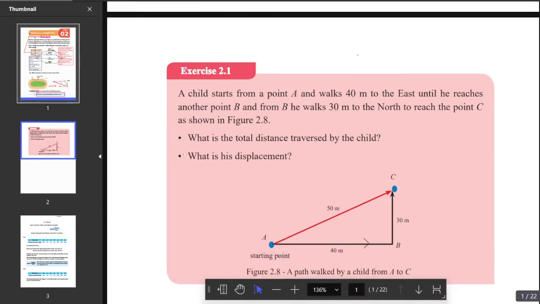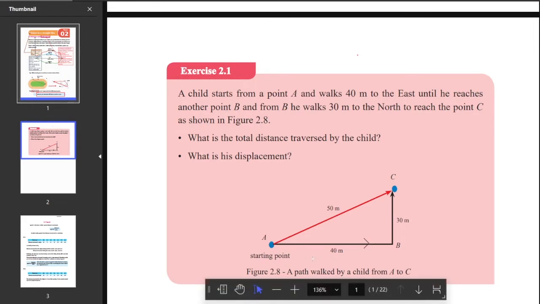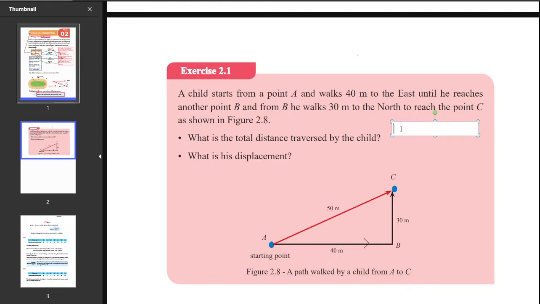Then, what is the total distance traversed by the child? Yes, the total distance is the length of the path, that is 40 meters plus 30 meters. So, this is the way we express it.